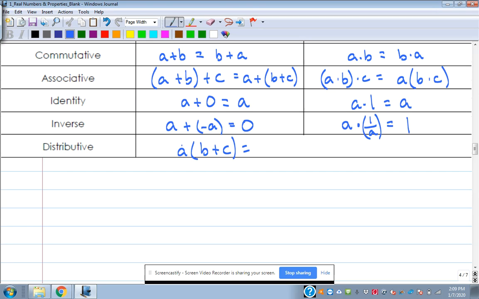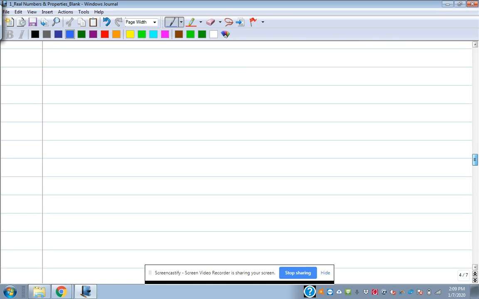That number or letter that's on the outside of the parentheses multiplies to everybody that's on the inside. So you get AB plus AC. That is the distributive property. Okay, so what we're going to do with those examples that are right below that is recognize what property we're dealing with there and what operation it goes with.